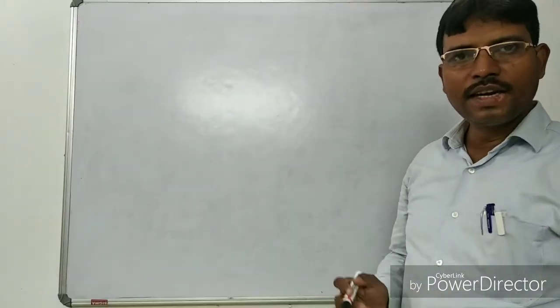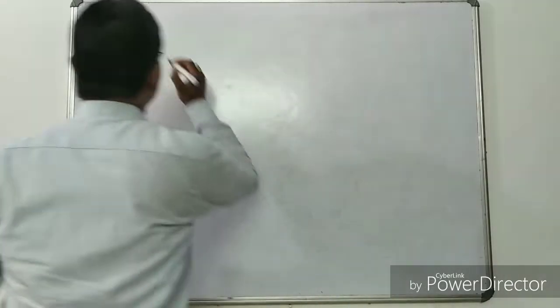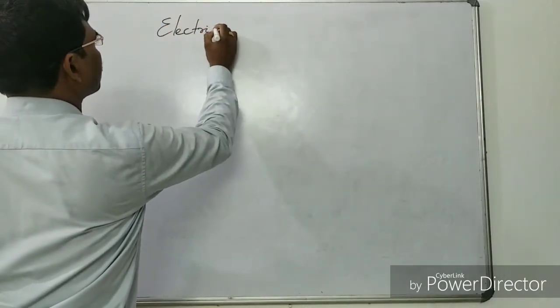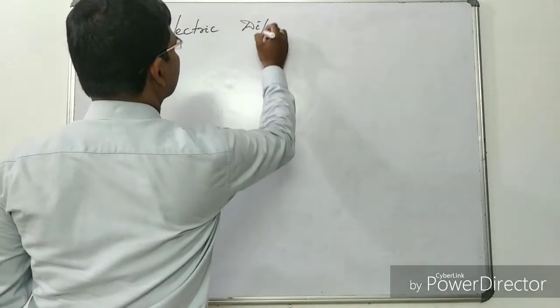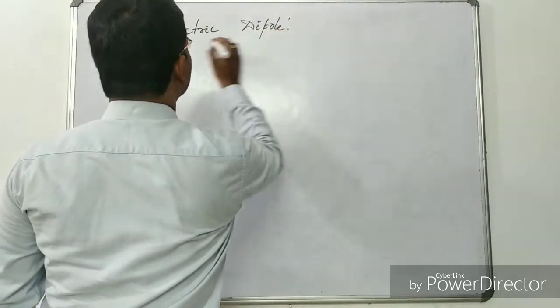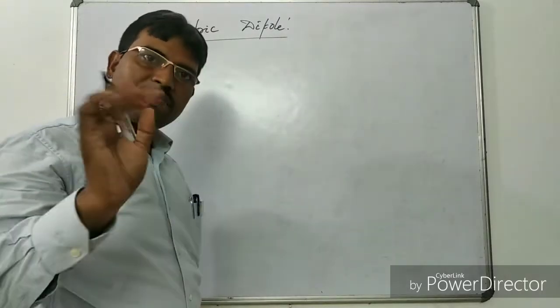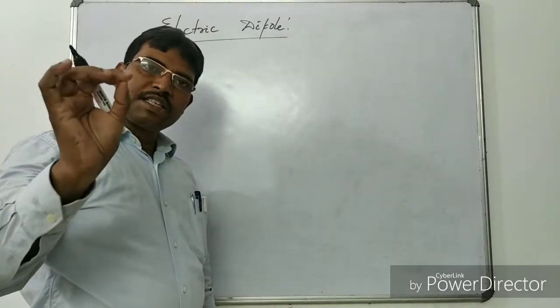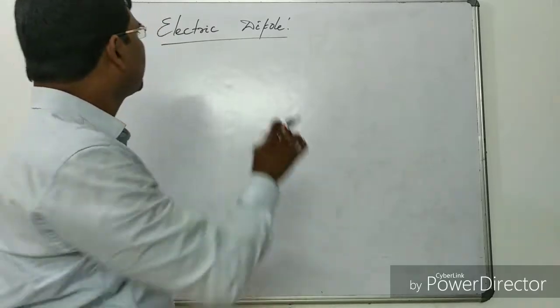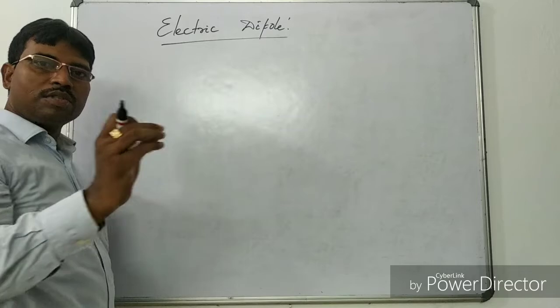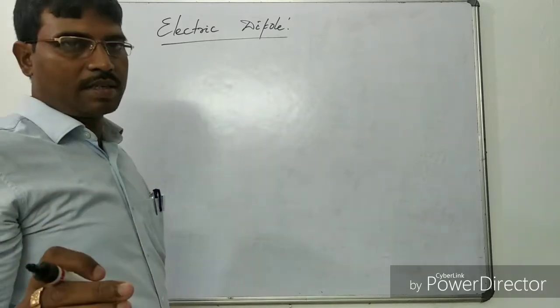I will teach electric dipole. Electric dipole. The term dipole itself indicates it exists in pairs. If it is an electric dipole, that means there are two charges separated by some distance.